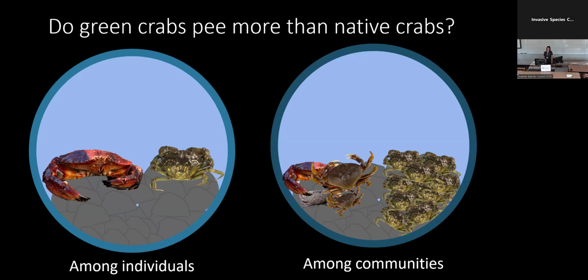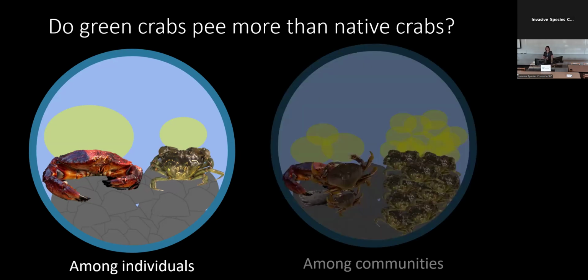So at the individual scale, I hypothesized that native crab species will probably be peeing more per crab because our native crabs are a lot larger and how much you pee correlates really strongly with how big you are. However, among communities, I thought that green crabs might actually be able to contribute more nitrogen to an ecosystem, just given their really high abundances.